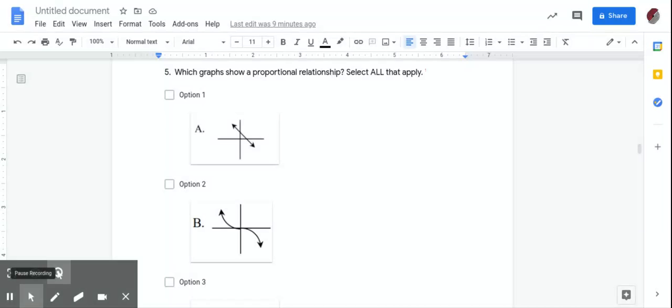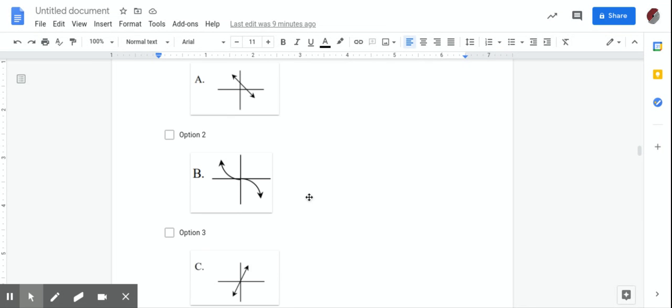Question 5 says, which graphs show a proportional relationship? Select all that apply. Now, in this example, we're looking for a line that is straight and goes through the origin. Remember, the origin is where the x and the y axis meet.